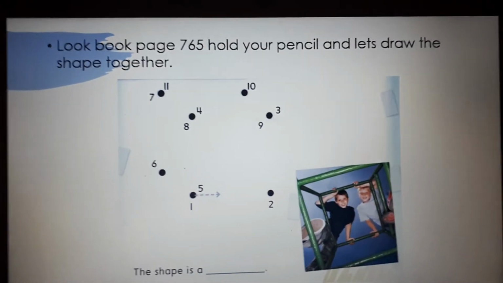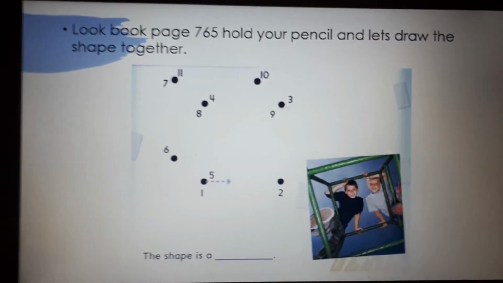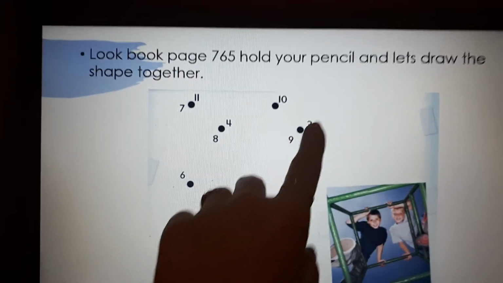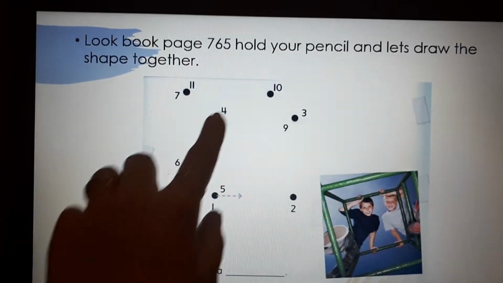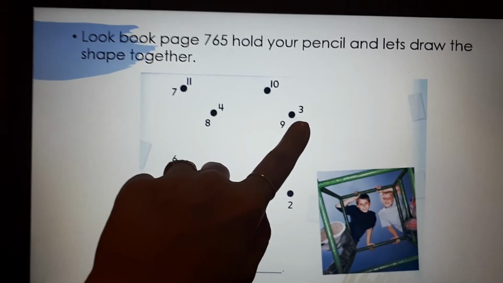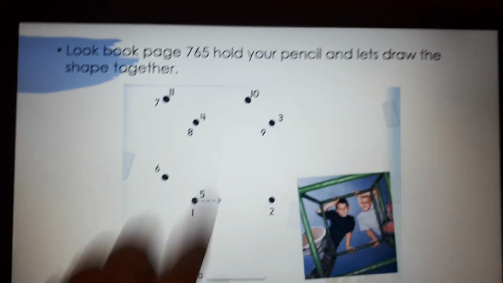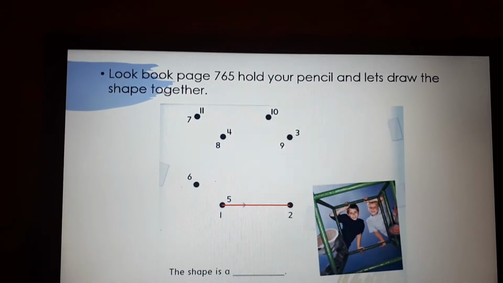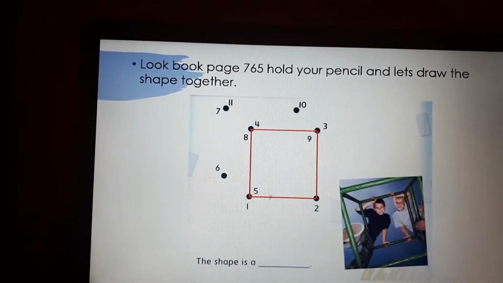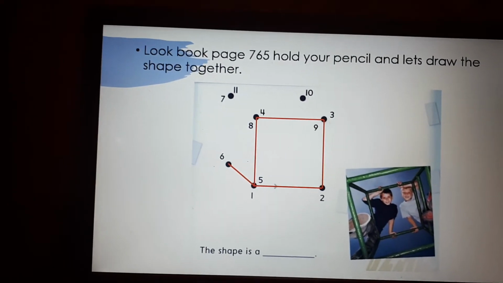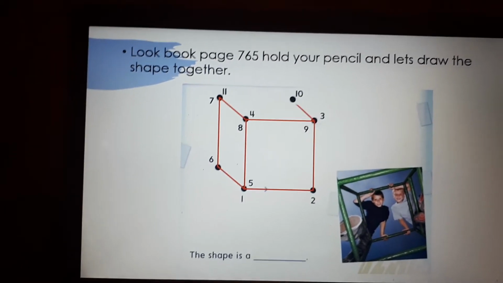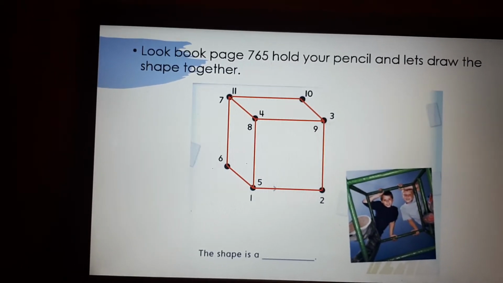Come on, open your book, page 765, hold your pencil and let's draw together. Come on, follow the numbers, and please, boys and girls, don't get confused if you have two numbers. Follow 3 and then come back to it as it's 9. 1 to 2, 2 to 3, 3 to 4, 4 to 5, 5 to 6, 6 to 7, 7 to 8, 8 to 9, 9 to 10, 10 to 11.